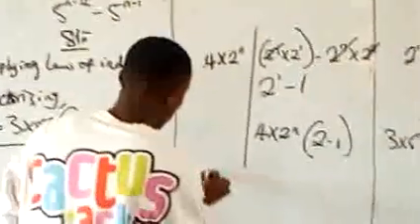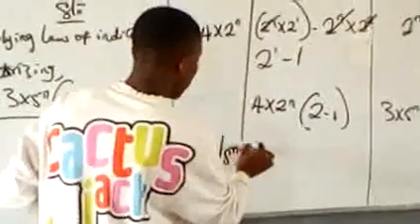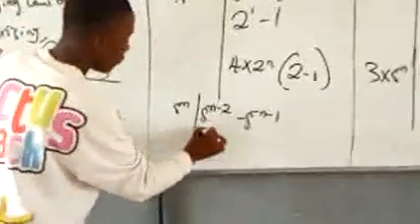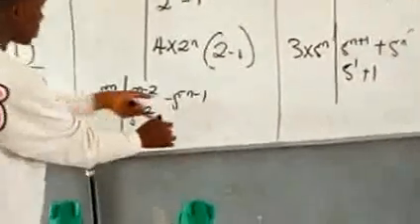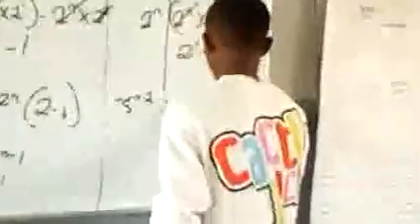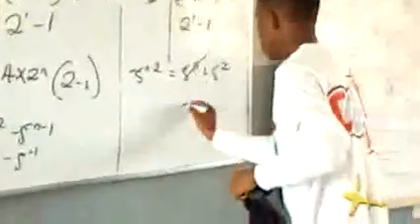So 5 raised to power n into 5 raised to power n minus 2 minus 5 raised to power n minus 1. Now if this cancels out this, we are left with 5 raised to power minus 2 minus 5 raised to power minus 1. I arrived at this because 5 raised to power n minus 2 is equal to 5 raised to power n divided by 5 raised to power 2. Now, when this cancels out this, we are left with 5 raised to power 2.